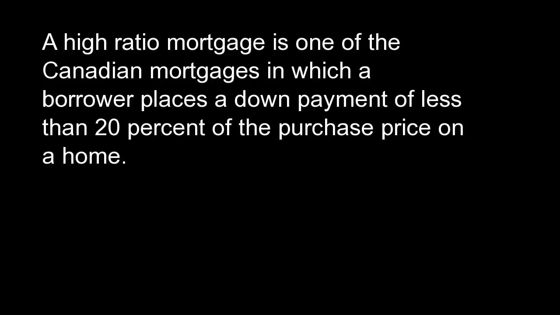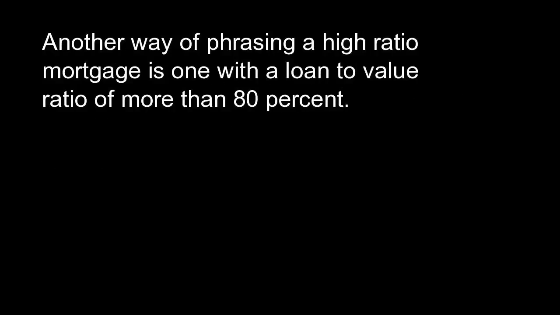High-ratio mortgage. A high-ratio mortgage is one of the Canadian mortgages in which a borrower places a down payment of less than 20% of the purchase price on a home. Another way of phrasing a high-ratio mortgage is one with a loan-to-value ratio of more than 80%. A mortgage with more than a 20% down payment is called a conventional mortgage. A high-ratio mortgage will require mortgage insurance.